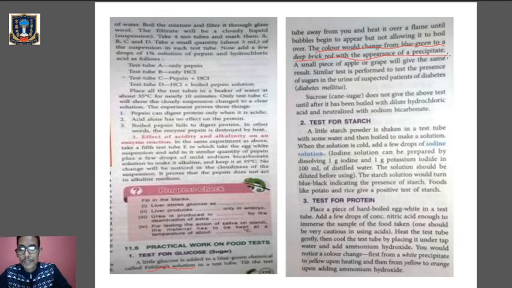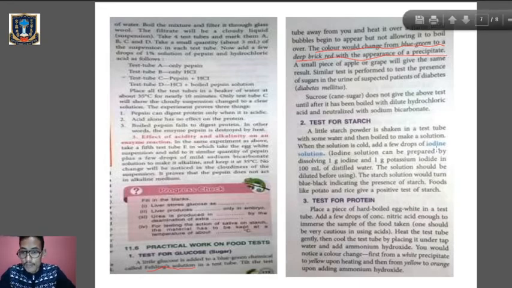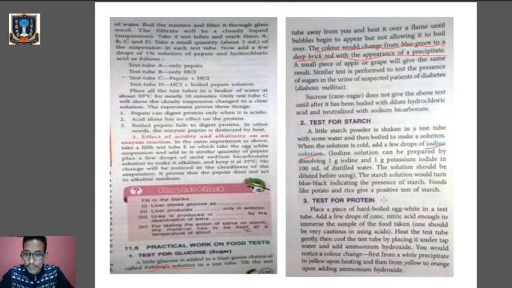Okay, the next one, test for starch. How can we prove that the given sample contains starch? A little starch powder is taken in a test tube with some water, and we have to boil it to make a solution. When the solution is cold, we add a few drops of iodine solution. Iodine solution is used to test the presence of starch in a given sample. Clear? The solution will be diluted before using. The starch solution will turn blue-black, indicating the presence of starch. So the color will be what? It will be blue-black.